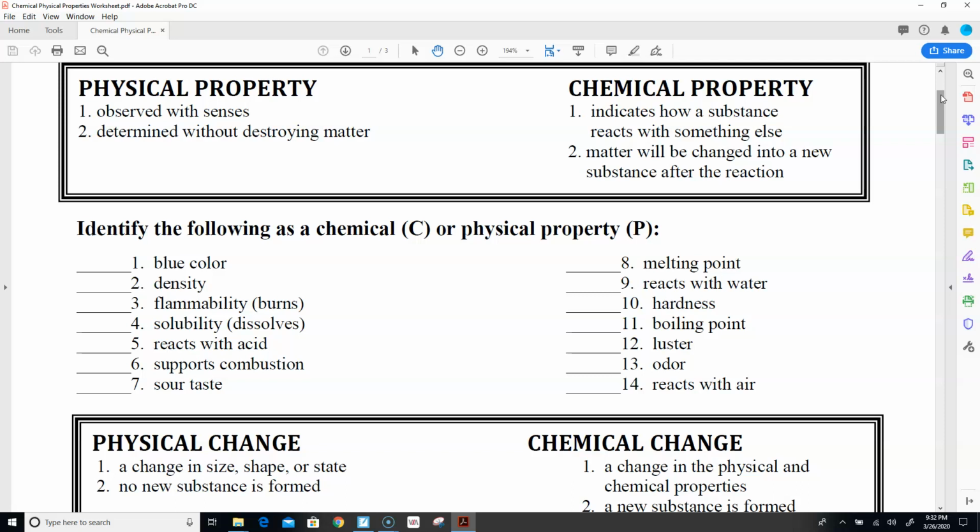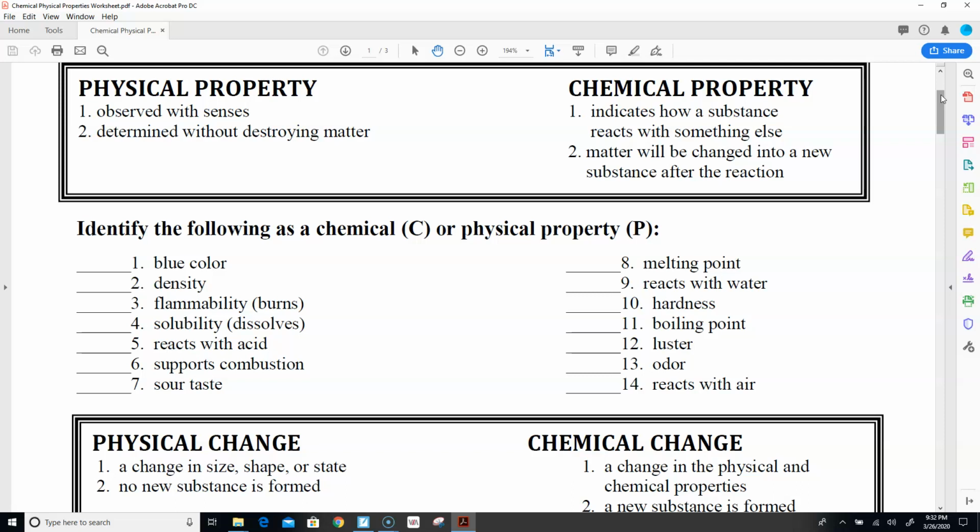Flammability or burns, that's got to be chemical because once again, you have light, heat, sound, smells. You can't undo it. Once that substance burns, it's changing to something else.